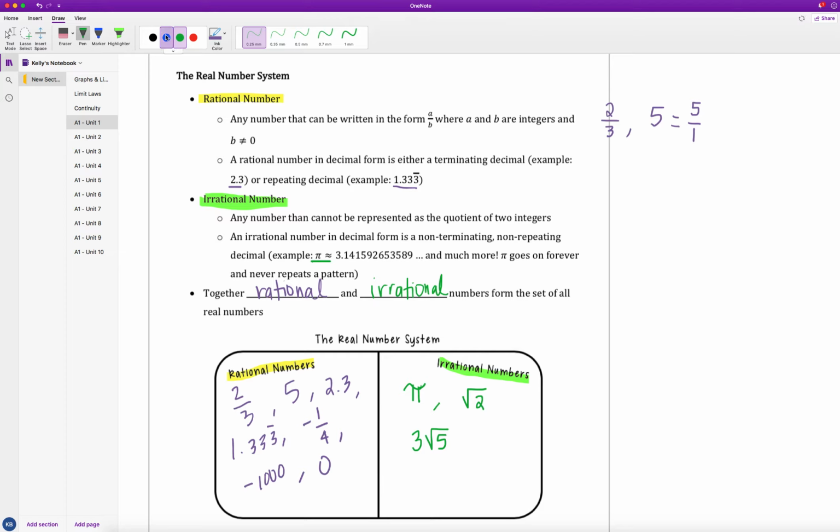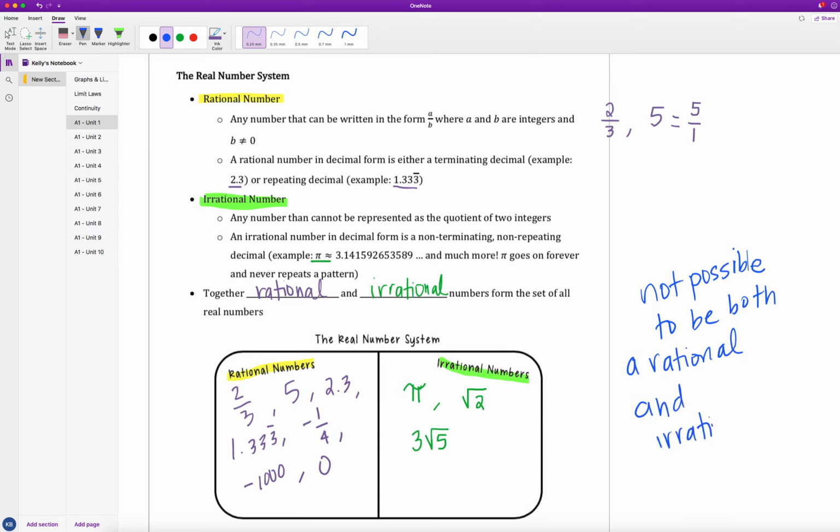So on the side, it's a good thing to know. It is not possible to be both a rational and irrational number. Okay, so it is not possible to be both a rational and an irrational number. I am either one or I am the other.